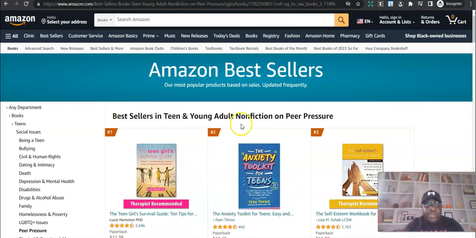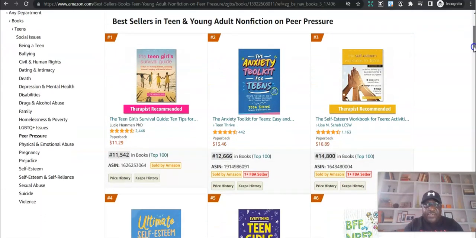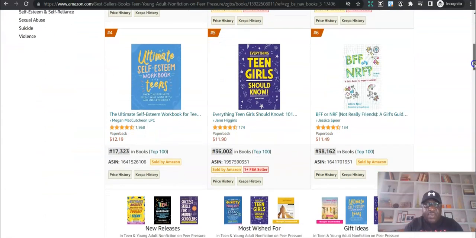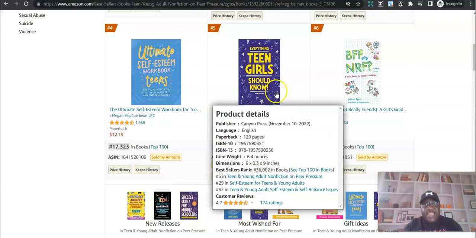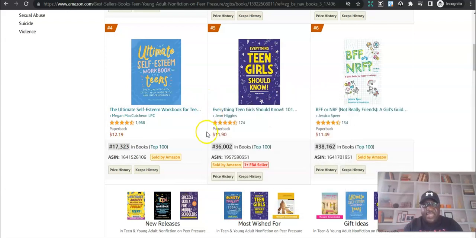What are we looking for? These are all bestseller books on peer pressure. So we're just looking at the ones that have fewer reviews that we think we can write something on. Like this one says BFF or not. I'm looking for a book that addresses an issue that you can be able to research. Like this one says everything teen girls should know. So it has, okay, still 174 reviews. It's above my entry point.